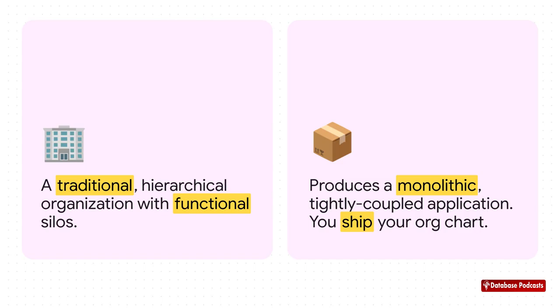You've got a traditional, hierarchical company, right? Information has to go up and down the chain. Decisions are made at the top, and every team is in its own little silo. What do they build? You guessed it, a monolith. A single, tightly connected system that perfectly mirrors how they're forced to communicate.